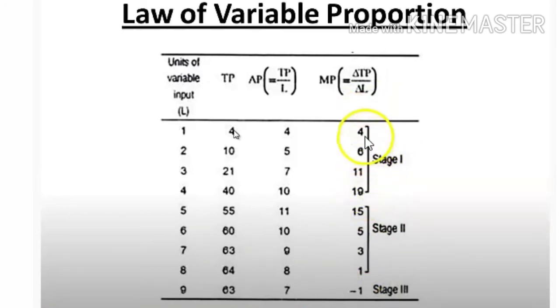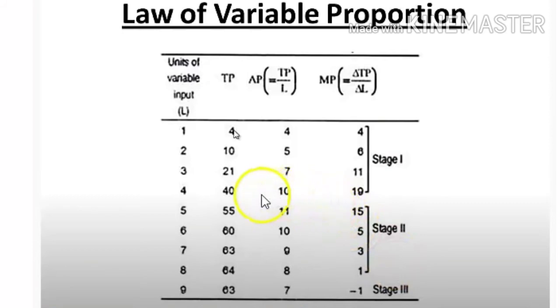Here it is increasing at the first stage, and after the fourth labor employed, we can say it is diminishing, that is the second stage. And after the eighth labor employed, when the ninth labor is employed, it becomes negative 1. So there is no contribution in the production. These are the 3 stages of production that we are going to see.